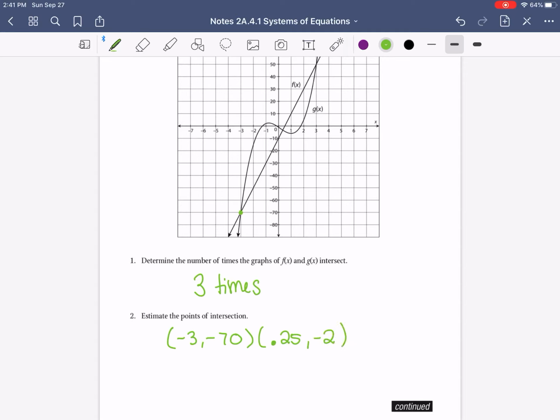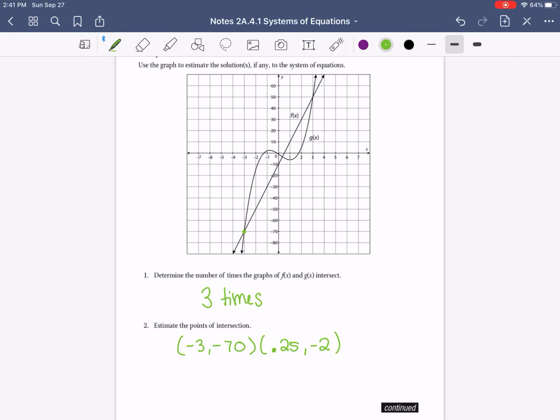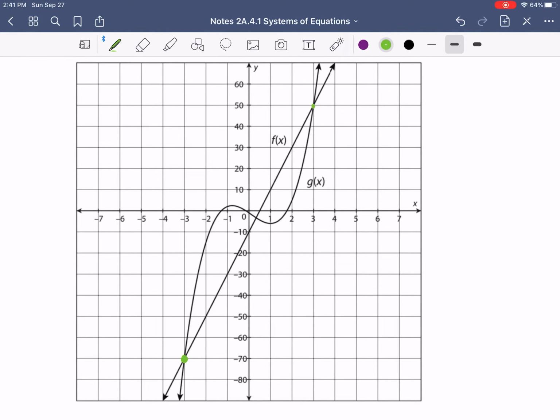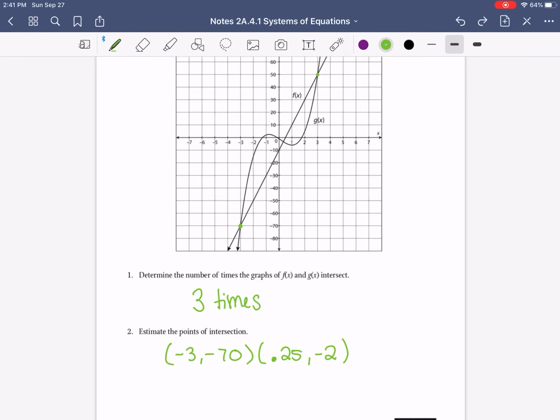So if you said something a little bit different, that's okay. If you said like 0.3, comma -3, as long as we're kind of close. And the last estimated point, this one looks pretty good. This one would be at 3 for your x and 50 for your y. So this other one is at 3, 50.